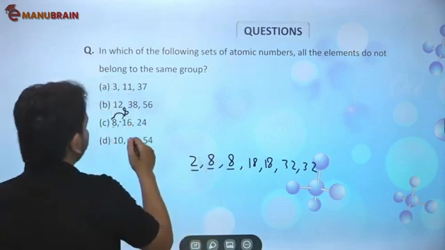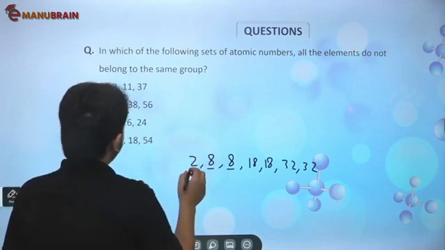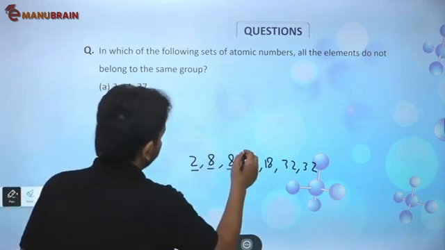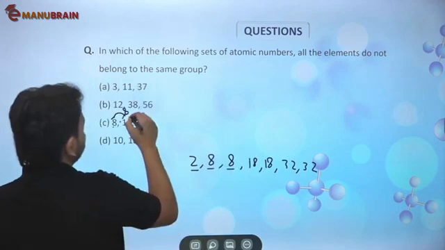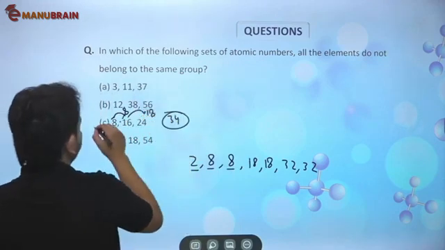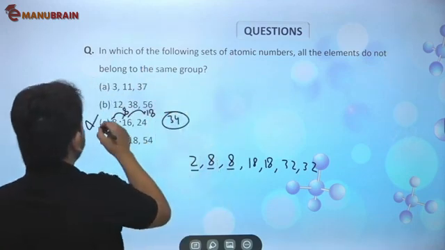Now, this time what we'll have to do is add 18, because till 10 then 18, next we'll have to add 18. So this time the jump has to be 18, so it has to go till 34. So option C is definitely wrong. In this case they're asking which do not belong to the same group, it will be option C.